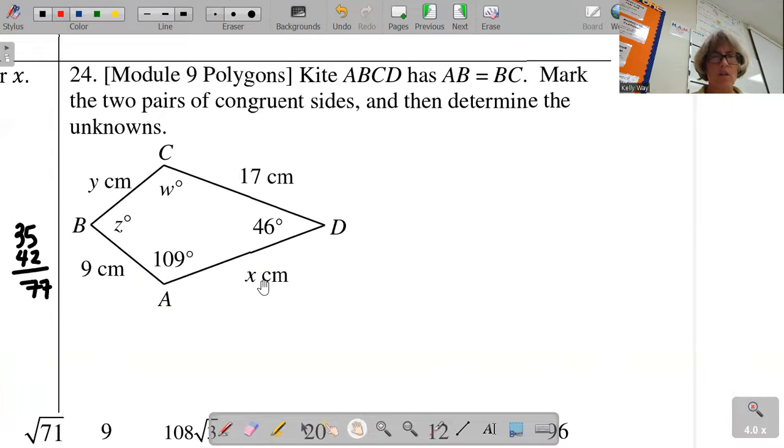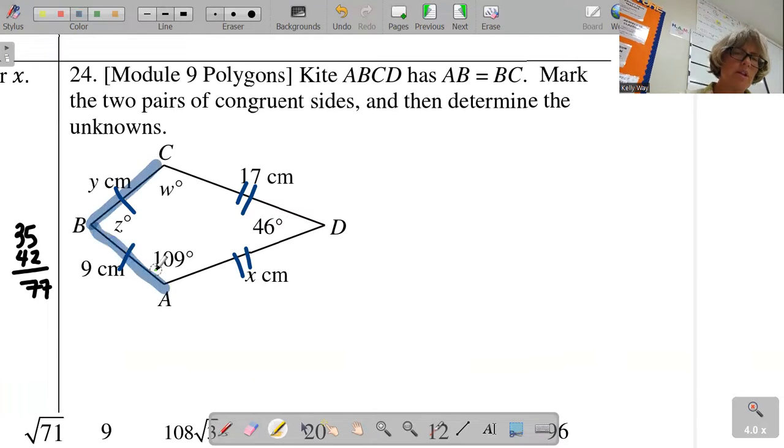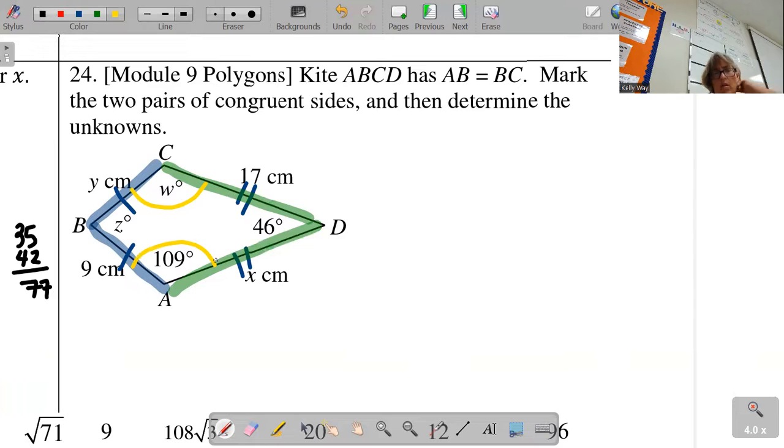We have a kite here. By definition, a kite has congruent consecutive sides. So that means these two are equal, these two are equal. You also know that the crossbar angles, think of it as a crossbar, these crossbar angles are going to be congruent. And then you need to remember simply that it qualifies as a quadrilateral, so all four of these add up to 360.